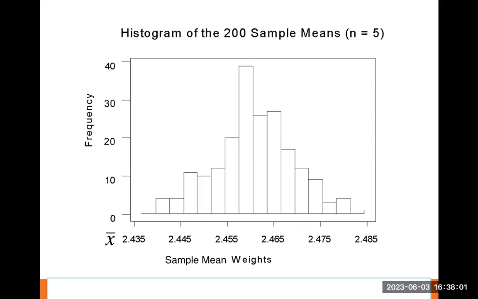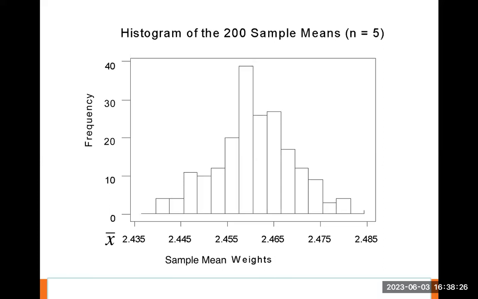The high rectangle there is in the middle. It looks like between 2.455 and 2.465. So that would be 2.45, right? It looks like around that value. I'm sorry, 2.46 is about right in the middle.